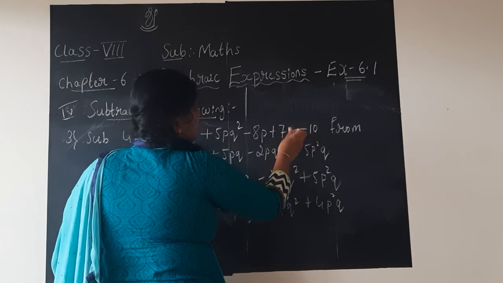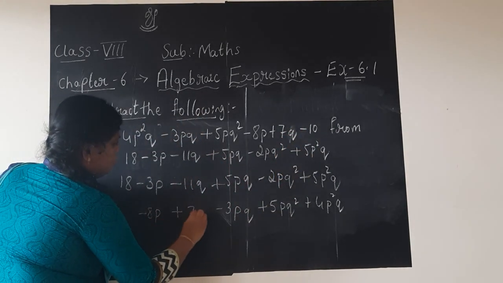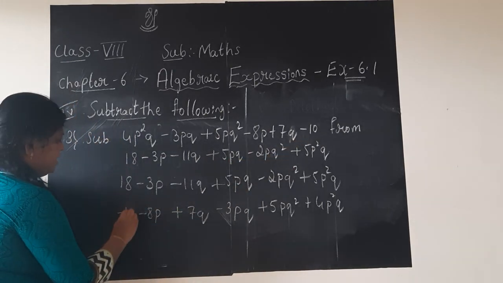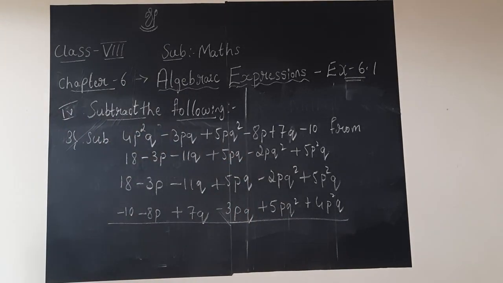This is 7q, children. Sorry. So plus 7q below minus 11q cube, and the last is the constant, that is minus 10. So we have written it one below the other.